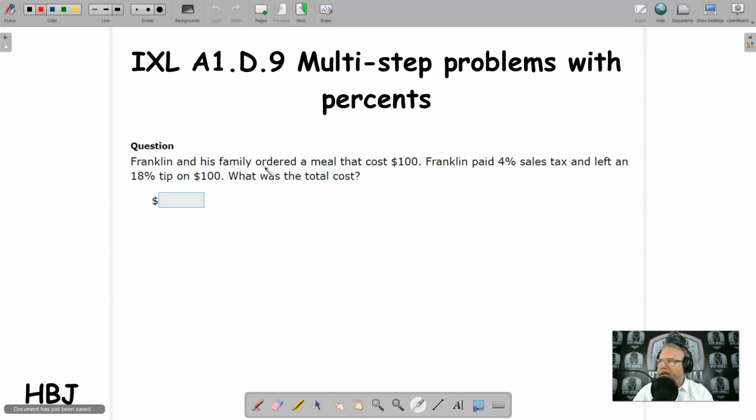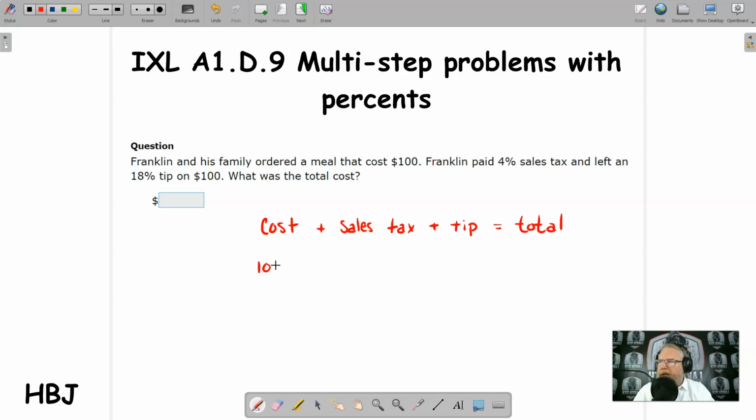Franklin and his family ordered a meal that cost $100. So we're going to have the cost of the meal, right? So we need the cost of the meal, plus he pays a sales tax. And on top of that, he also leaves an 18% tip. So we're going to have plus the tip. And all of this will give us the total cost. There we go.